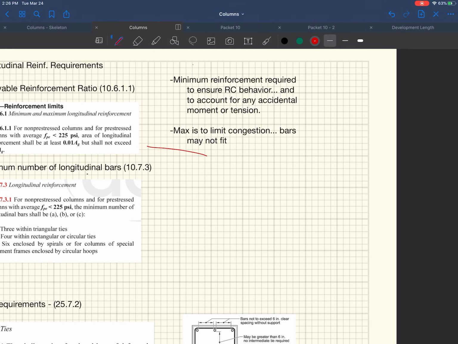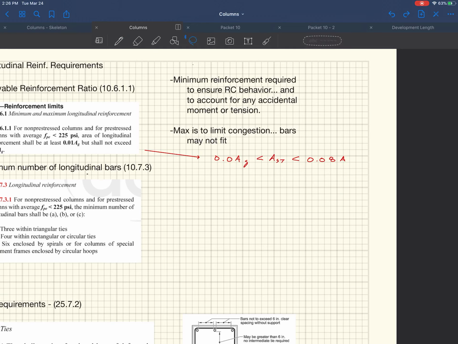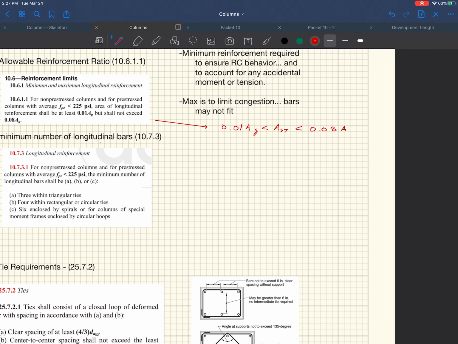So what specifically this says is that 0.01 A_g, our total area of steel, is less than or equal to 0.08 A_g. The amount of steel you have has to be in between those ranges right there.